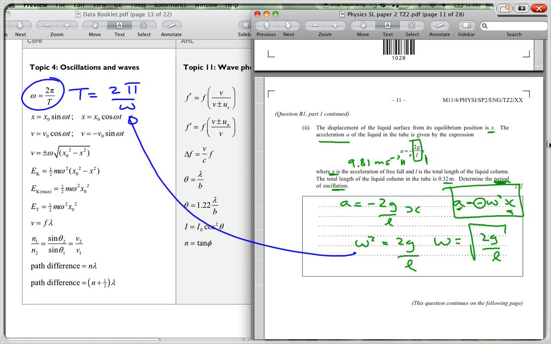It works out that your period is 0.80 seconds. Hope you'll all be okay with that. The g is 9.81 here, and this is 0.32. We put that into that, we work out what omega is, and then we put that omega into there, and we get our T value.